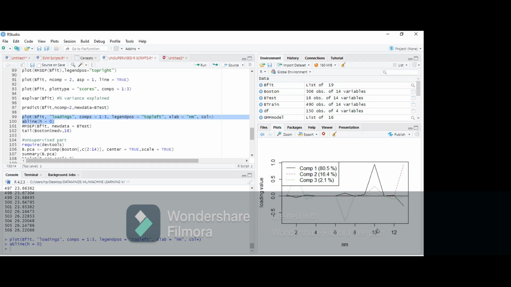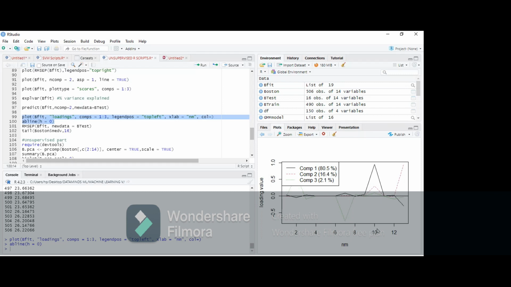Now in component 2, which is the dotted line, you can see the highest peak there, I think that goes to variable 13. And that is the lower status of the population in percentage. So the status of the population is grossly determined in component 2.